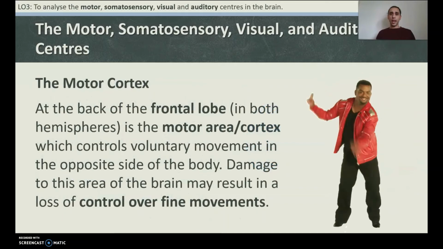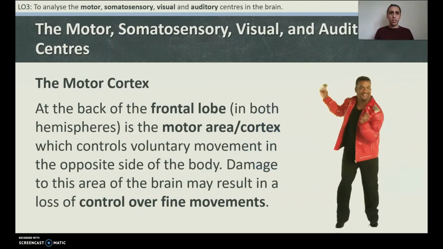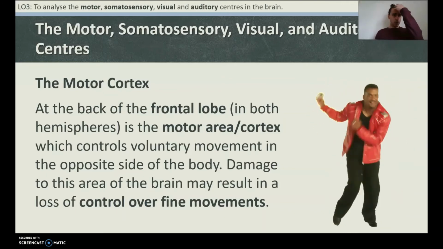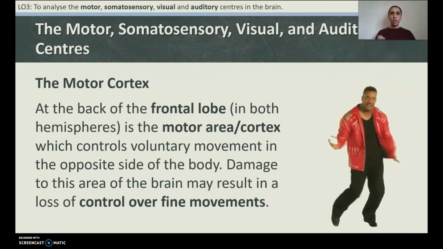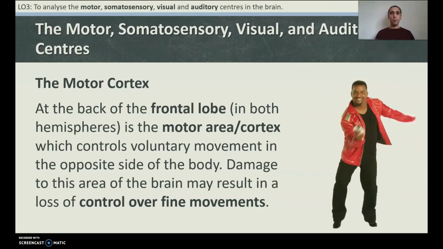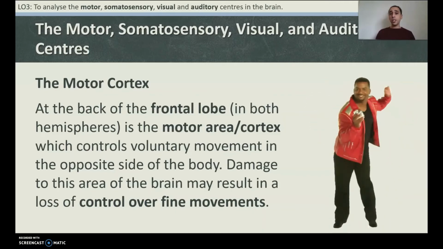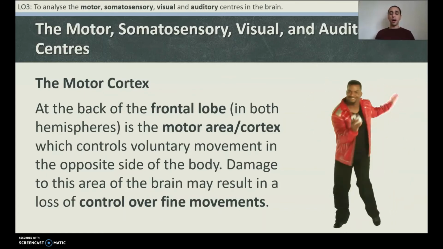The motor cortex. Cortex is another word for area, but sound really smart and use the word cortex. Towards the back of the frontal lobe, in both hemispheres, left and right, is the motor cortex or the motor area, which controls voluntary movements in the opposite side of the body. Damage to this area of the brain may result in a loss of control over fine movements.